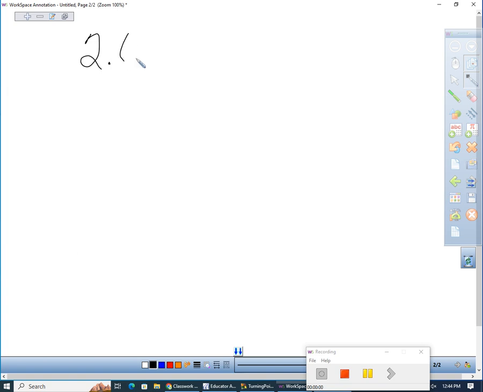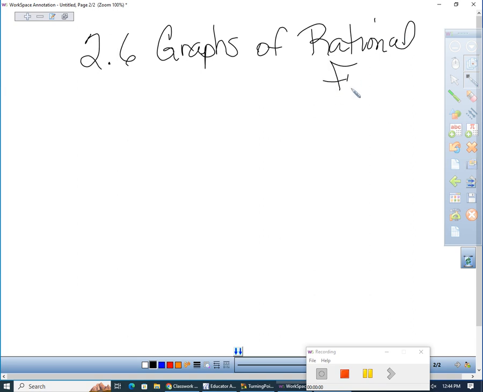So today we're doing 2.6, graphs of rational functions. Rational, remember, means that it's in fraction form. So it's any graph that has a function that's in fraction form, right?